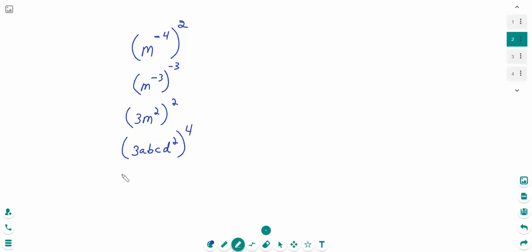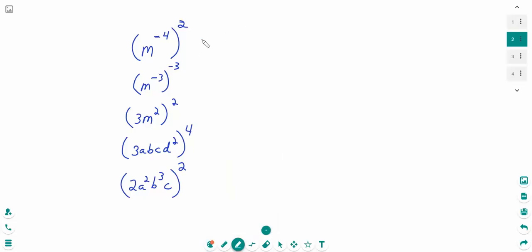Okay. So let's try some of these. Maybe we'll do just one more. Let's do a 2a squared b to the third c raised to the negative second. Well, we'll leave that out for right now. Let's just go to the second. We'll keep it a little simpler. All right, so let's try some of these and see how we do.